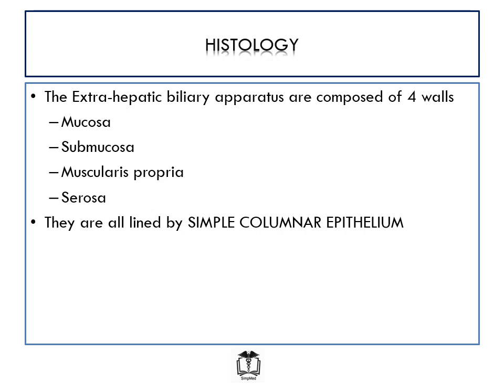Histologically, the extrahepatic biliary apparatus is comprised of four walls. Each of the different structures we mentioned, from the common hepatic duct to the gallbladder to the cystic duct to the bile duct, contains four layers with a lumen in the center. Each of these structures includes the mucosa, submucosa, muscularis propria, and serosa. The mucosa of the extrahepatic biliary apparatus is lined by simple columnar epithelium, and that's very important to note when discussing the histology.